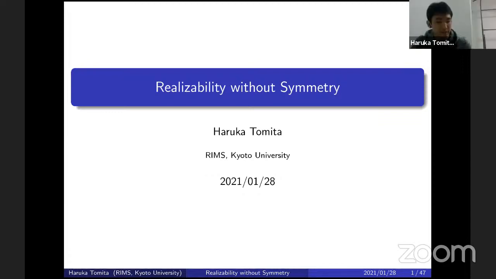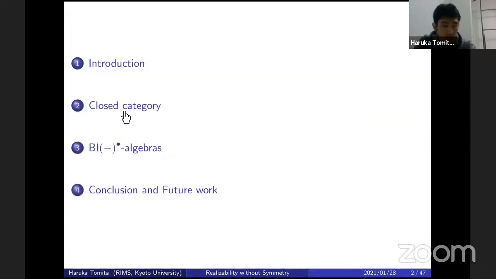Thank you for the introduction. Today, I'm going to talk about constructing non-symmetric categorical structure by categorical realizability. Here is the outline of my presentation. I start with a brief introduction, then introduce the categorical structure we want to construct, then explain how to get the category, and finally summarize the result and the future work.